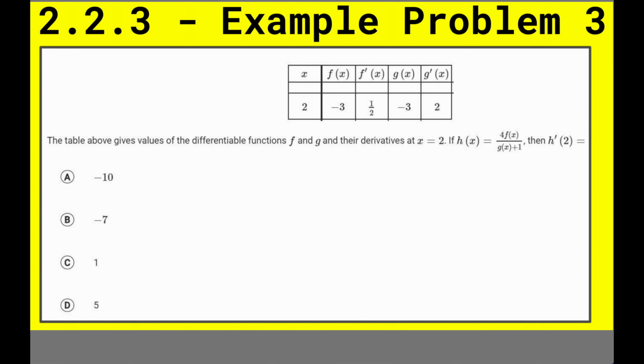Okay, this one's another tricky one. It looks like there's a quotient in there, so we're going to have to use quotient rule. But there's also this table. This is kind of crazy. All right, first of all, it defines h right here, and it says find h prime of 2. So this is basically the instructions.